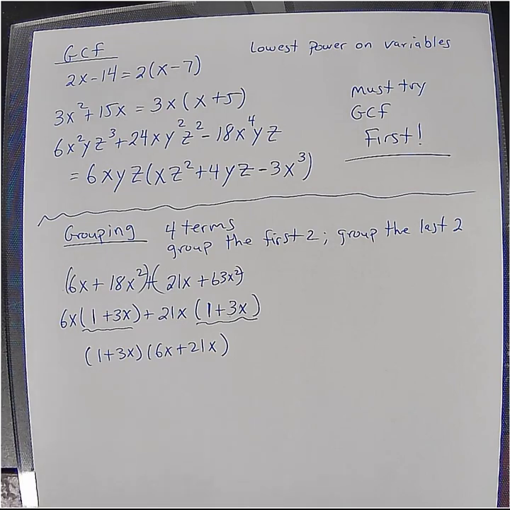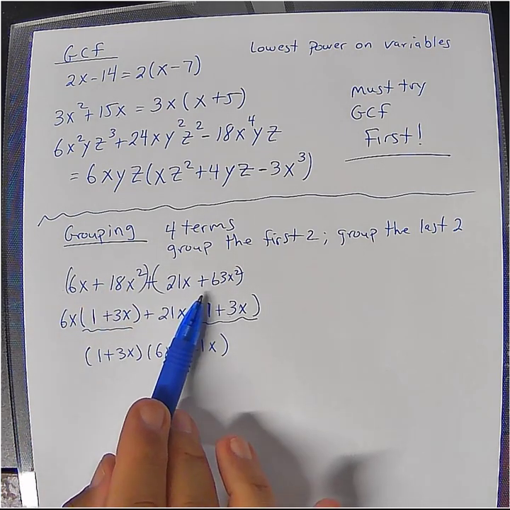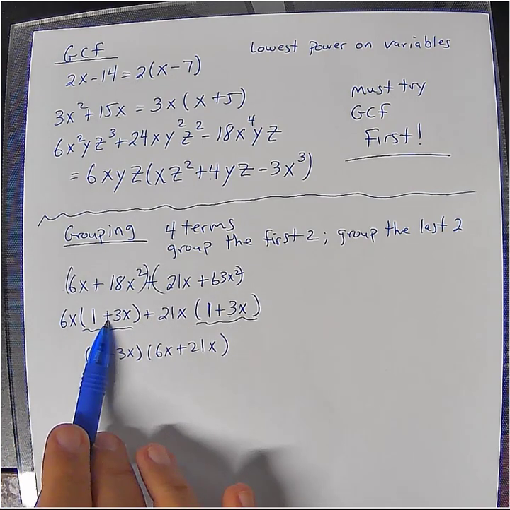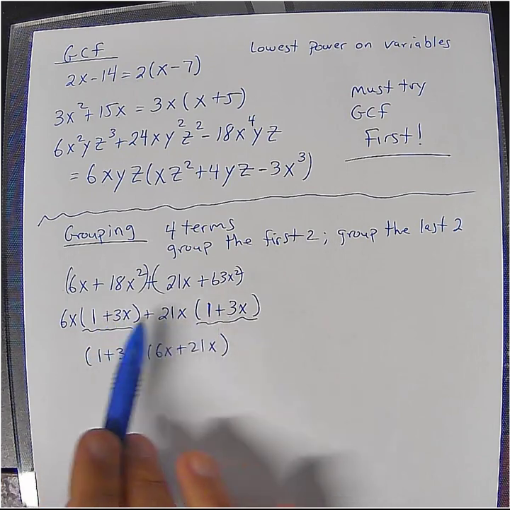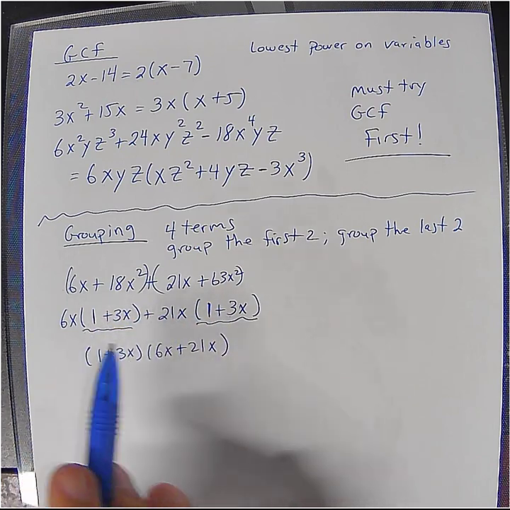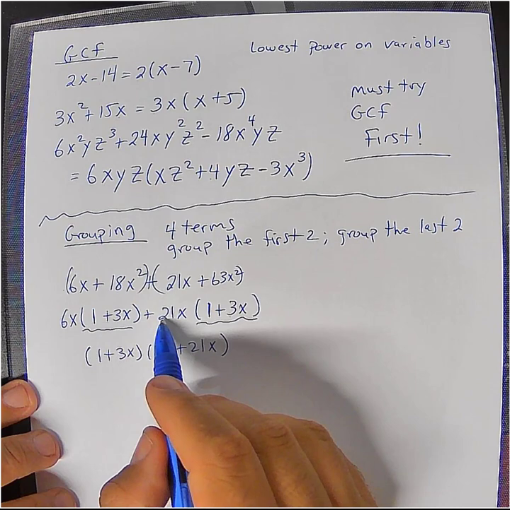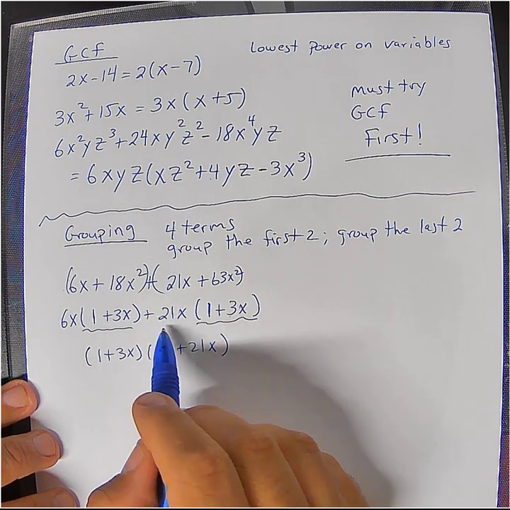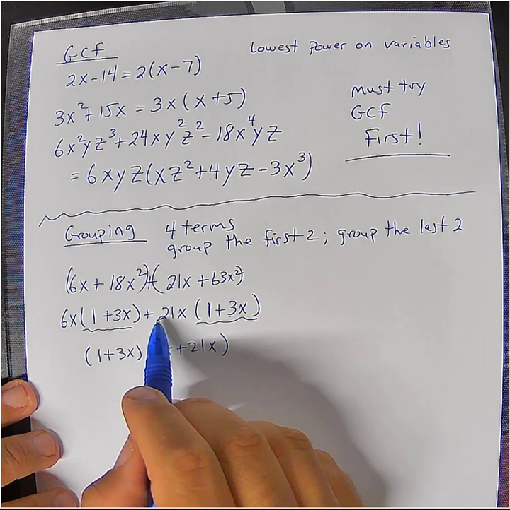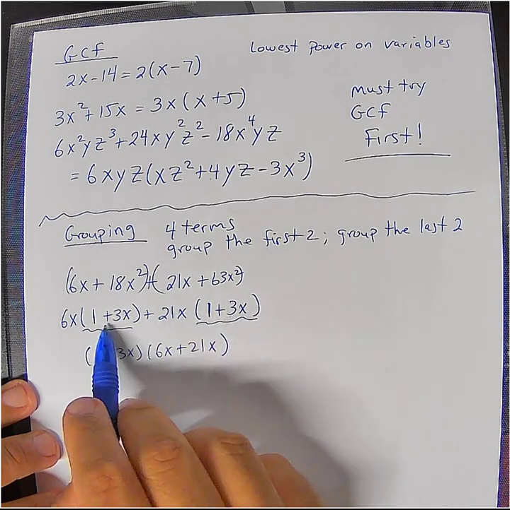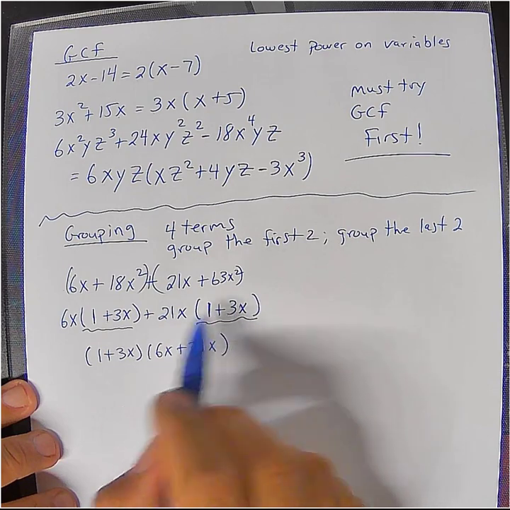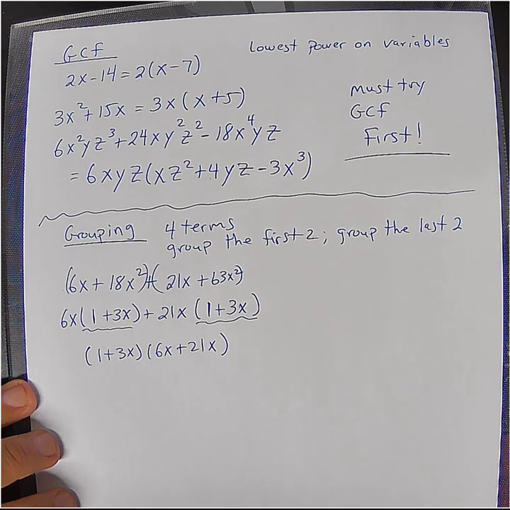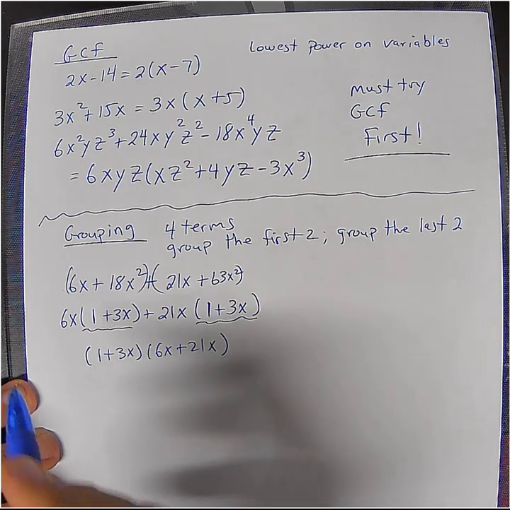So grouping, you group the first two, you group the last two, find the GCF, and more than likely whatever's left in these parentheses, our goal is to get these to be the same. Sometimes we talked in class that you might want to take out a negative or a positive here. If we wanted this to be a negative to make these two look the same, we just change these signs, and ultimately we're going to come back down to this. That is grouping. Okay?